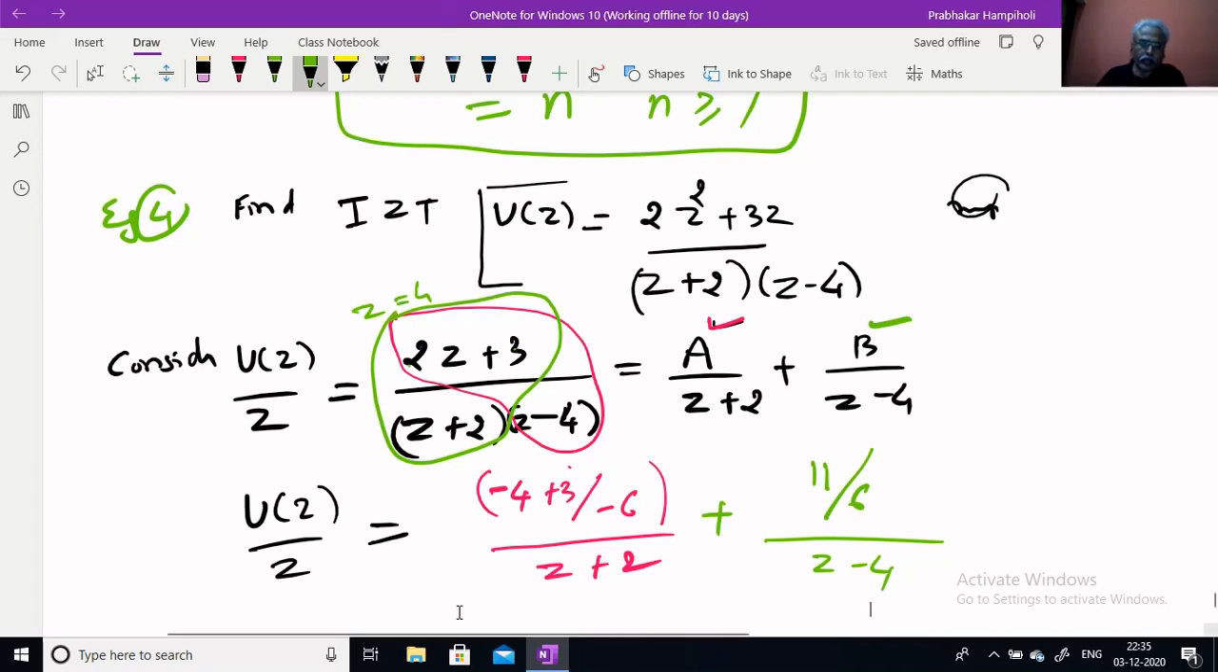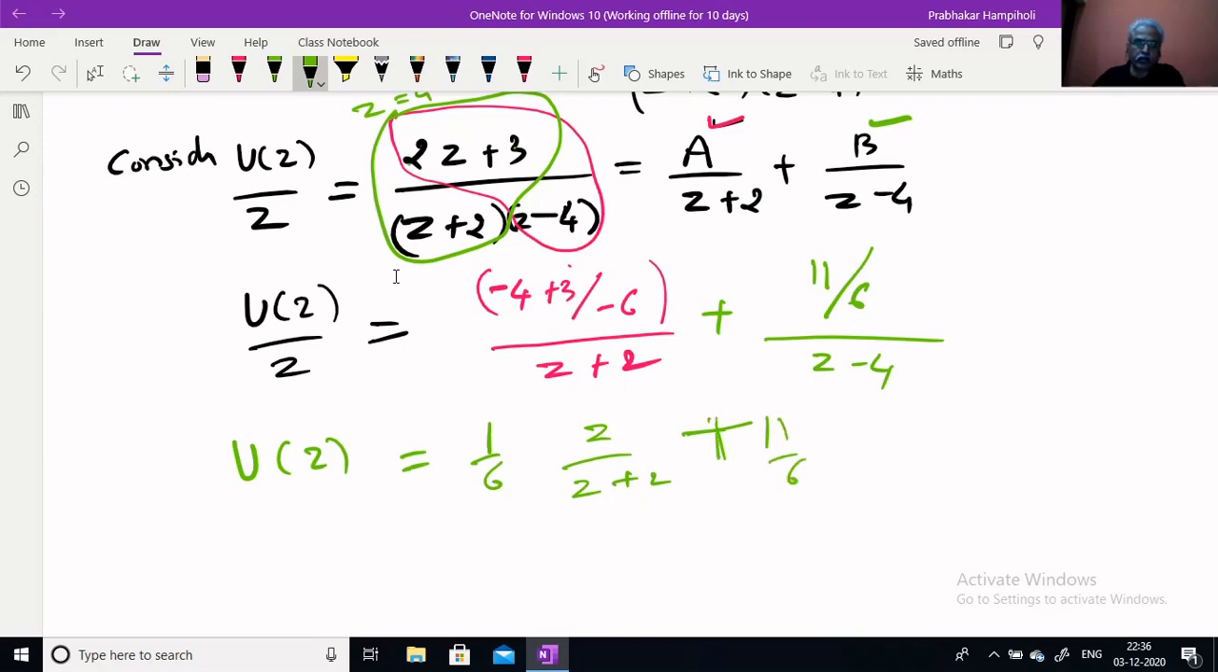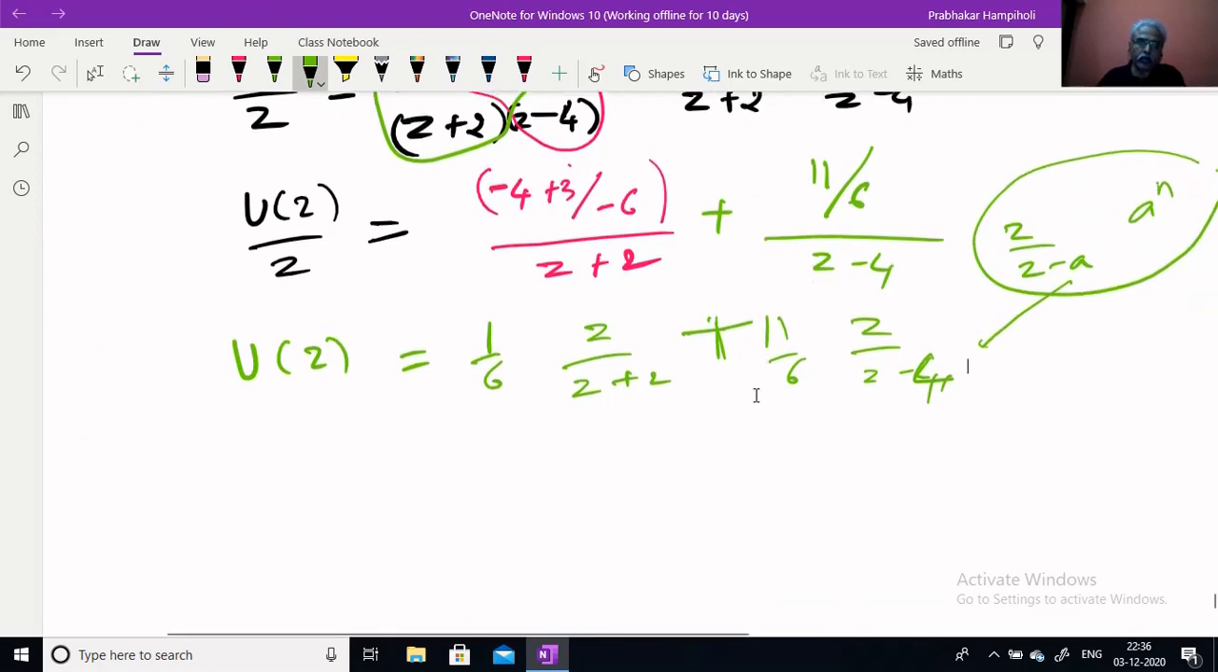So we are ready with the answer of partial fractions. If I transfer u of z also that side, first of all, this is minus 1 upon minus 6 becomes 1 upon 6. z this side becomes z by z plus 2, plus 11 by 6 as it is. If you transfer z this side, it becomes z by z minus 4. Now this is in a very standard format. z by z minus a, its inverse transformation is a raised to n. So here it is 4, it becomes 4 raised to n. First term is minus 2 raised to n.